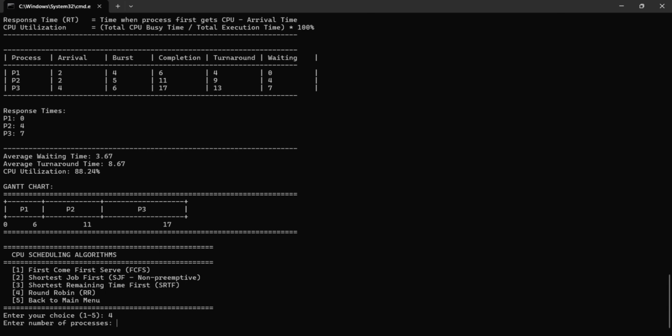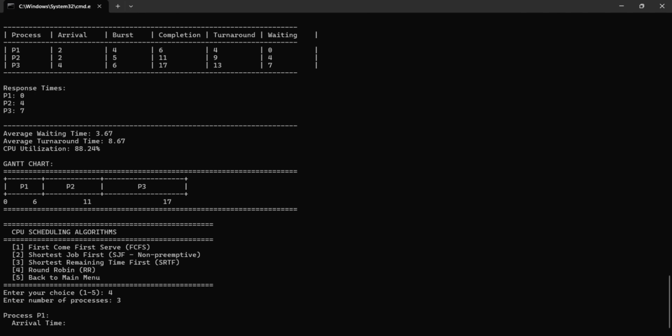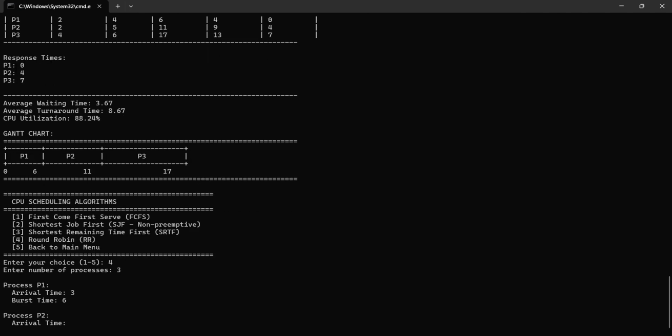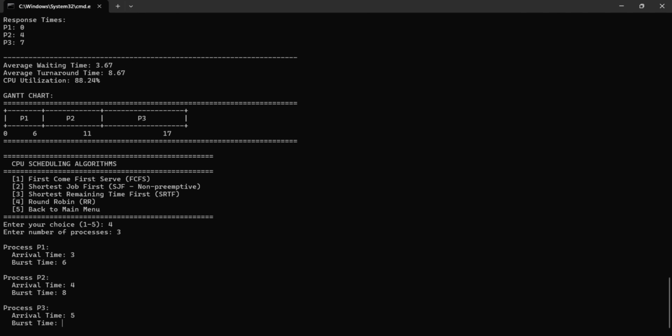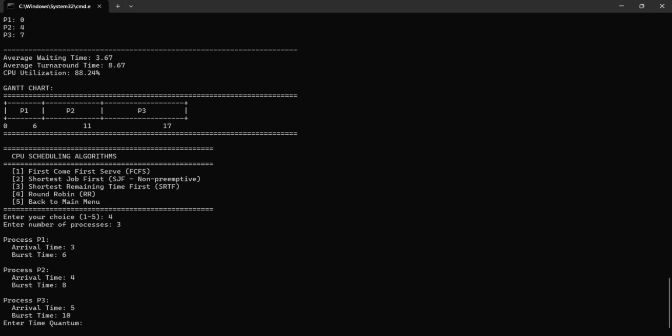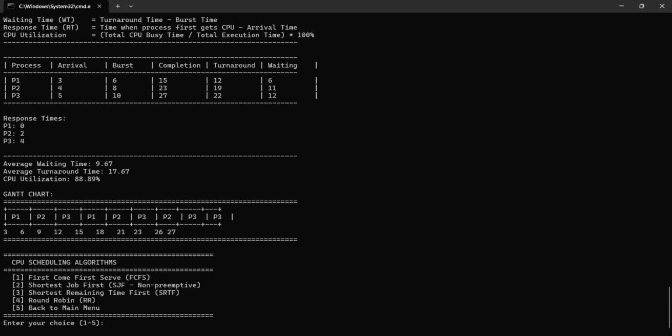Finally, round-robin scheduling distributes CPU fairly among processes using a configurable time quantum. For each algorithm, the system generates a Gantt chart and computes average waiting time, turnaround time, and completion time. Through this simulation, students can easily compare scheduling performance and understand the strengths and limitations of each algorithm. And look, this is the output of the round robin.